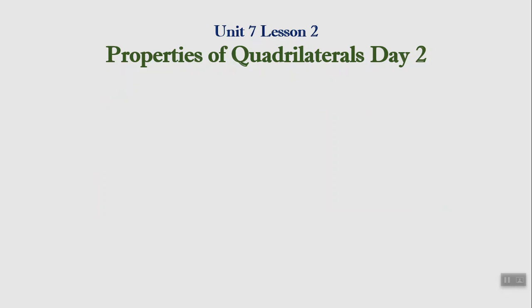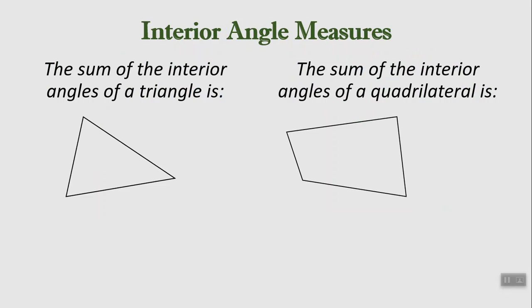This is Unit 7, Lesson 2, Properties of Quadrilaterals, Day 2. Let's talk for a minute about the interior angle measures of a couple of figures. In a triangle, the sum of the interior angles, that is those three angles on the inside, is 180 degrees. That's something you've learned already.